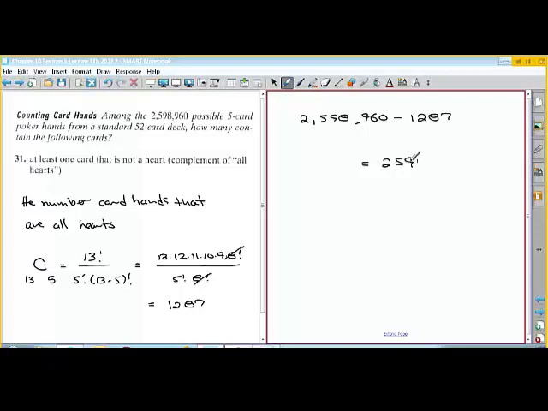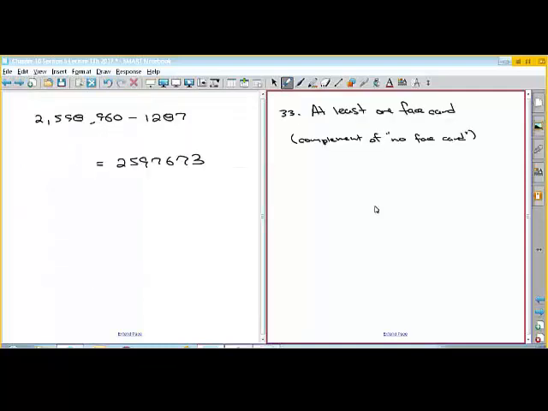Okay, so if you subtract that, you get 2,597,673. So what they're saying is that pretty much all the time, except a very small percentage of the time, if you get a hand of poker, you're going to have at least one card that's not a heart. There's very few that are all hearts.